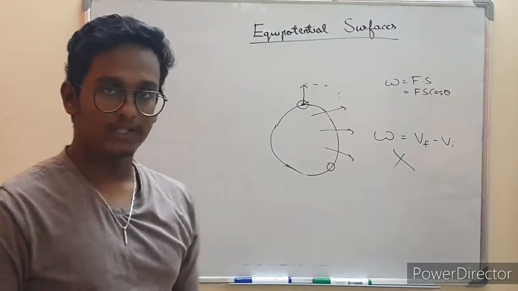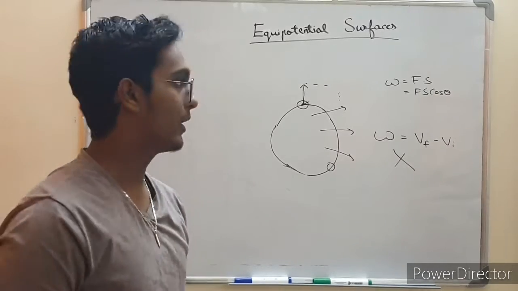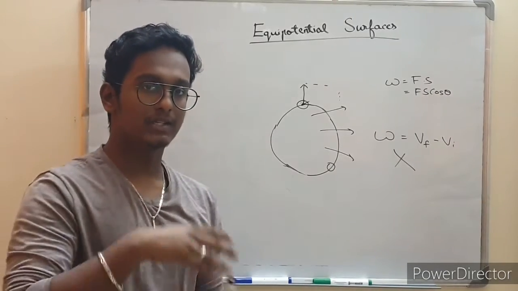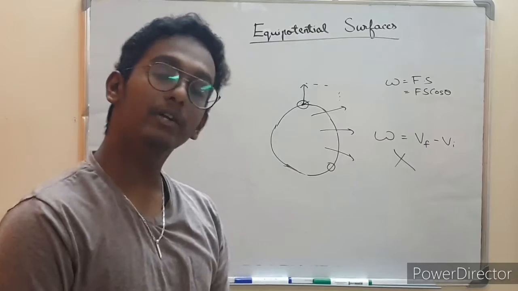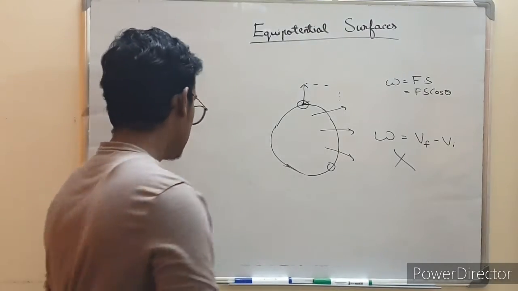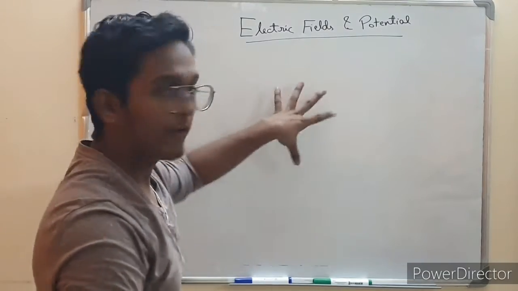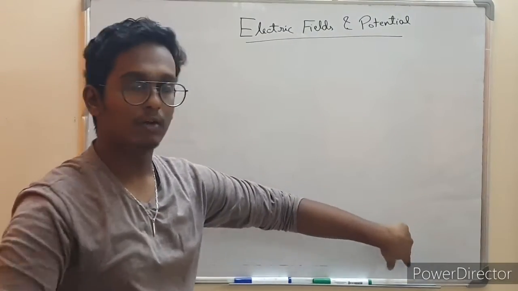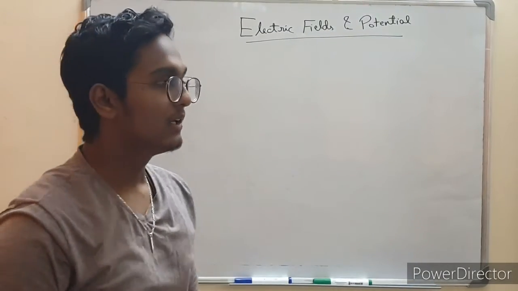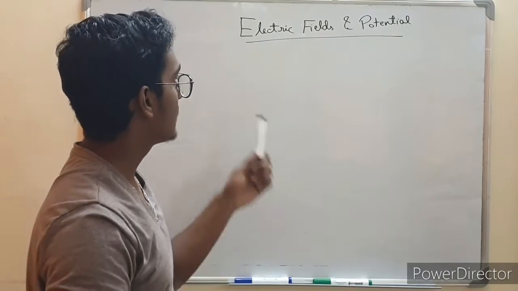Okay, so now we saw what is an equipotential surface. Let's go ahead to the next topic, which is the relationship between electric fields and potentials. The topic that we're going to discuss now will be helpful in a lot of reasoning type of questions. So there are two points under this topic.